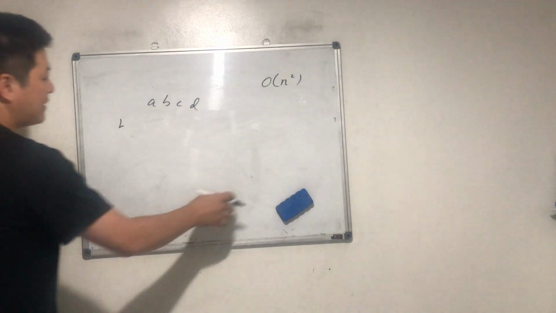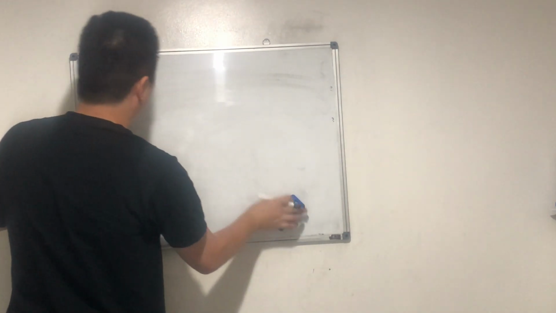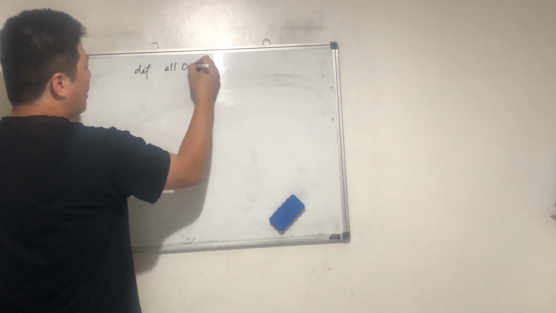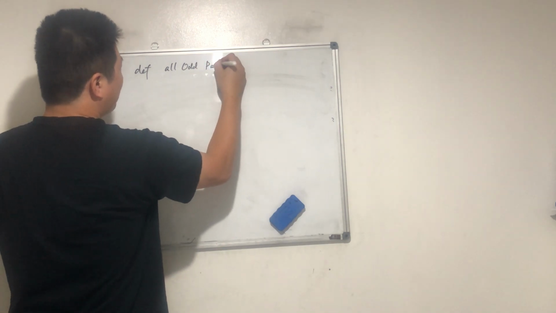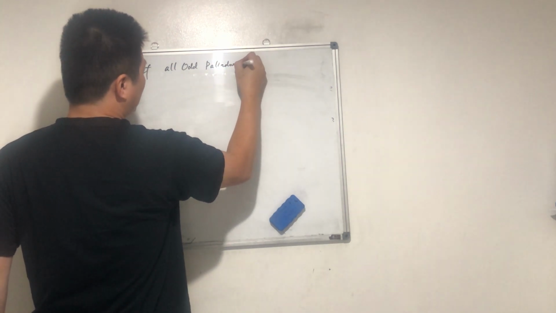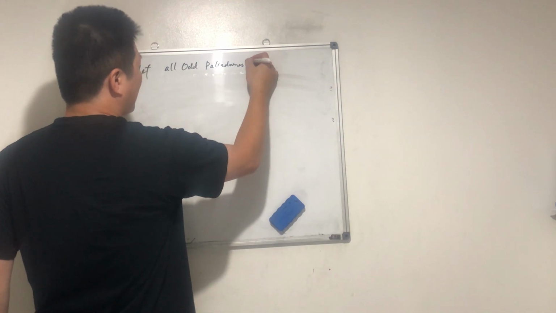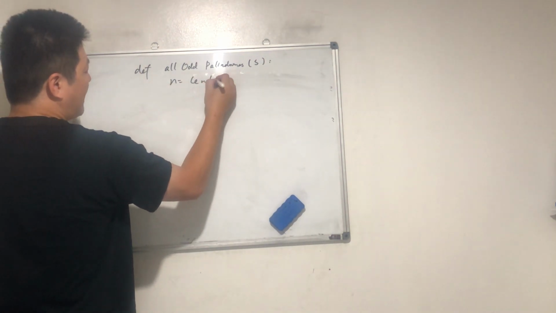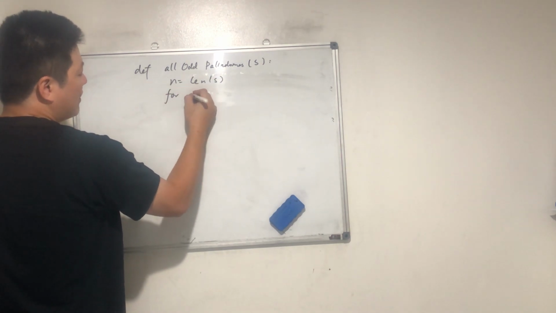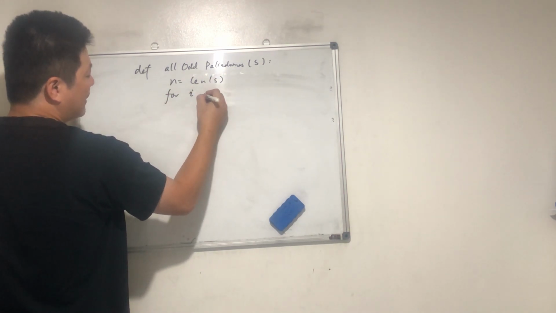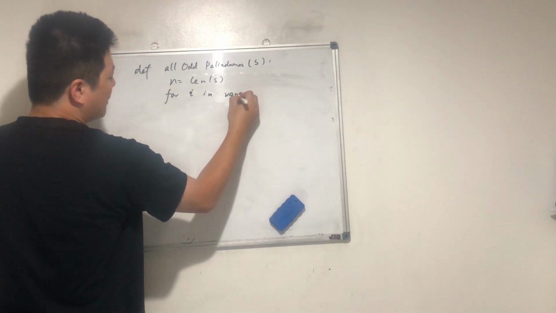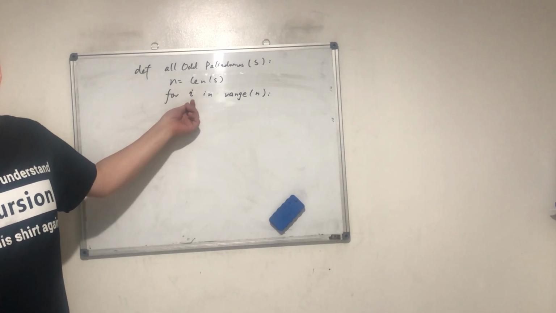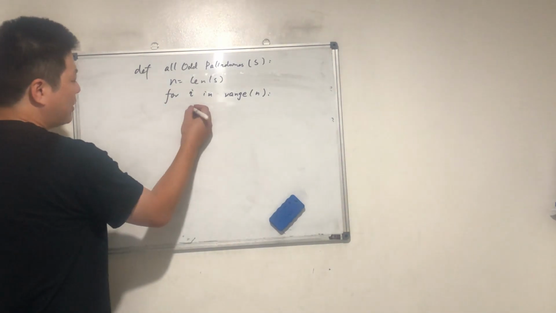Okay, so let's do this, and let's define all odd palindromes. We want to find all the palindrome substrings that are odd size. Let's say S, and n equals length of S. For i in range n, the i is the left, right? And then the right, what should we start with?